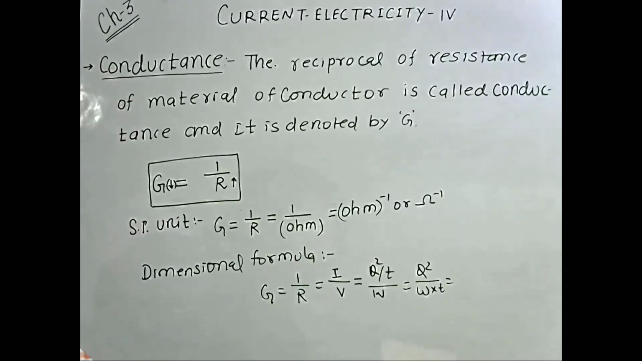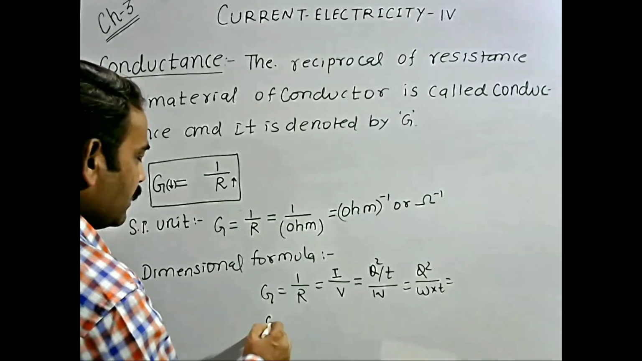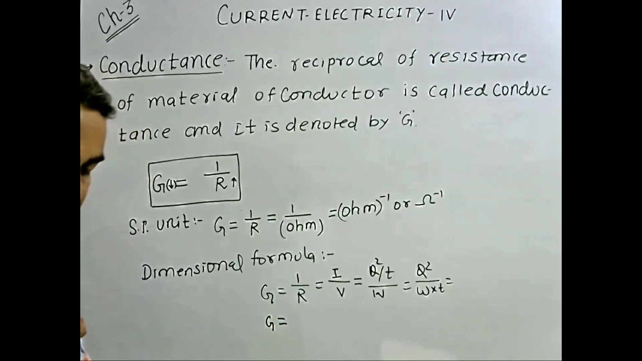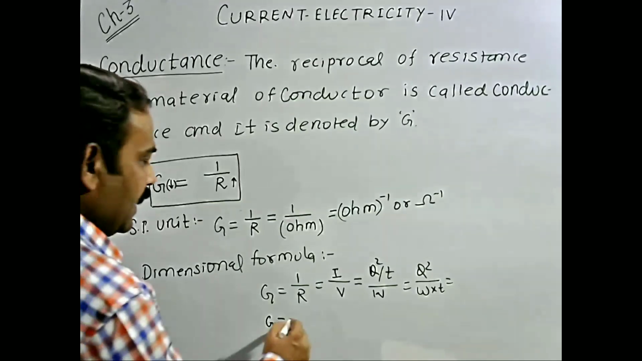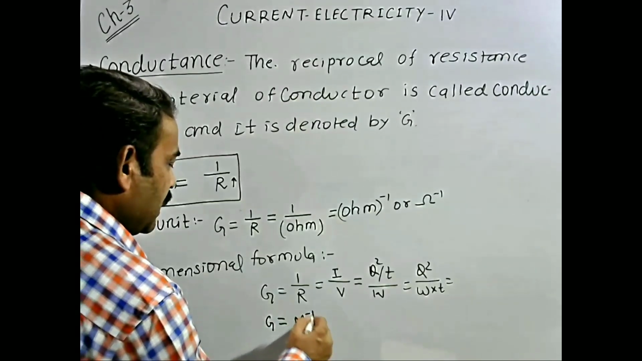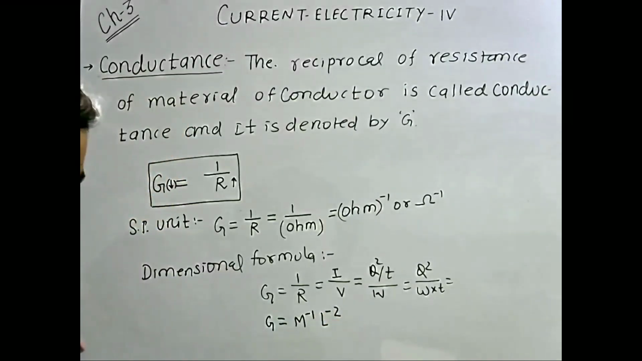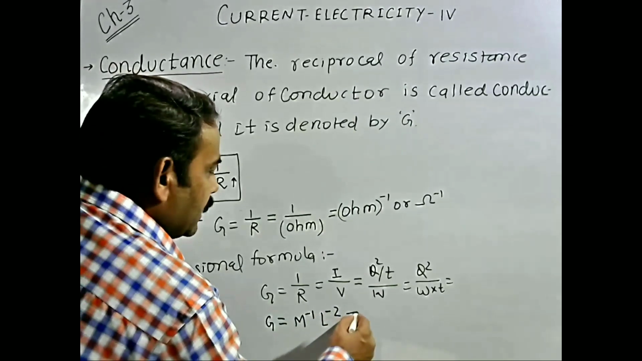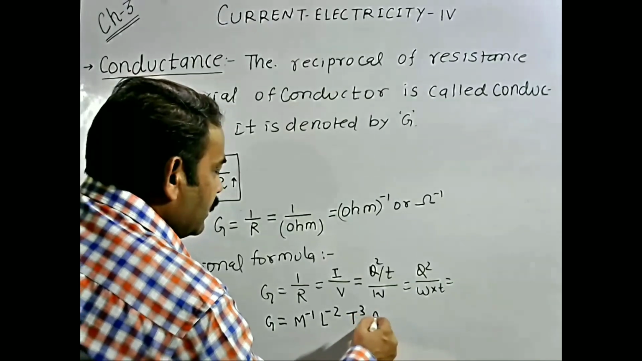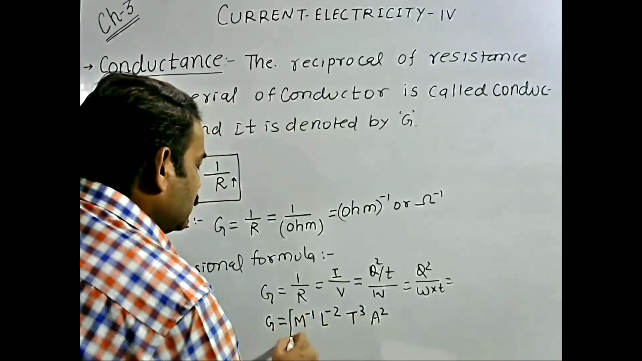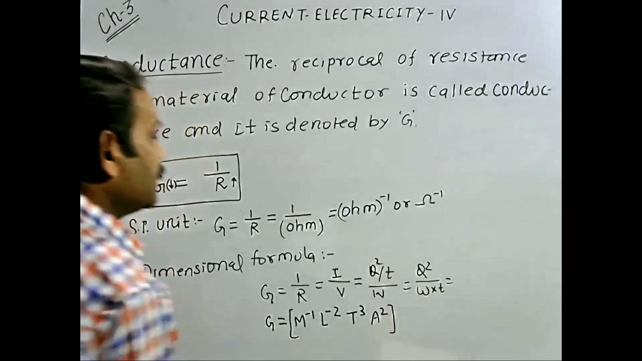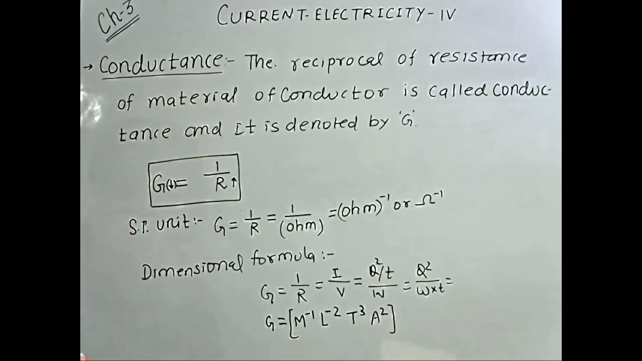So we have the dimensional formula of G is equal to M minus 1 L minus 2 T raised to the power 3 and A square. This is dimensional formula of conductance. Please note down.